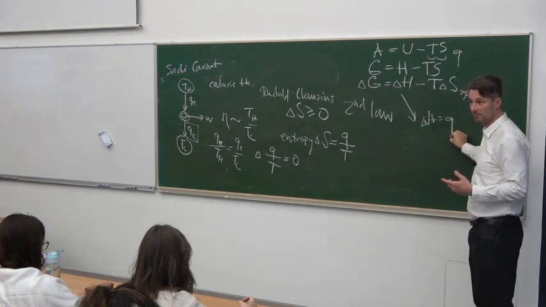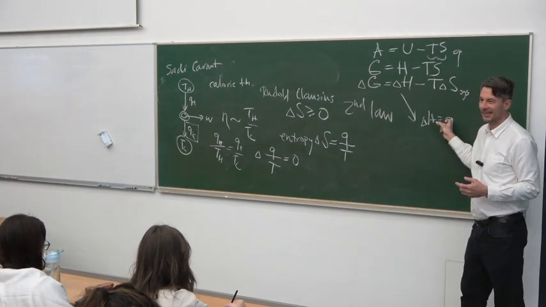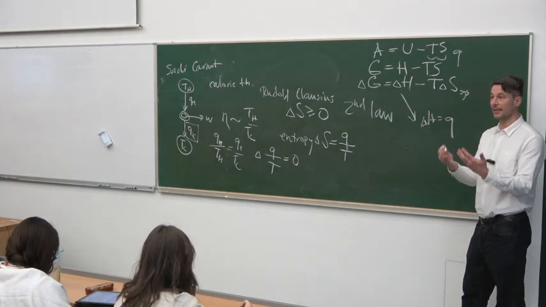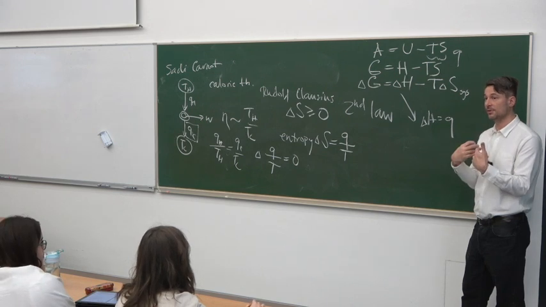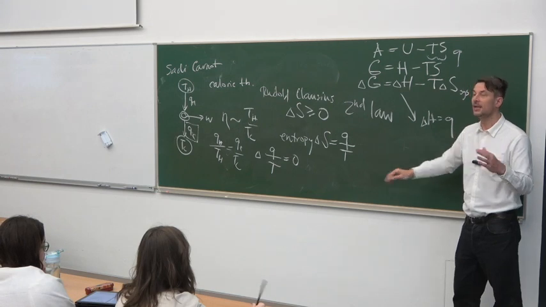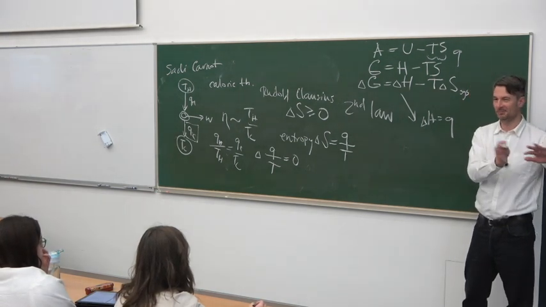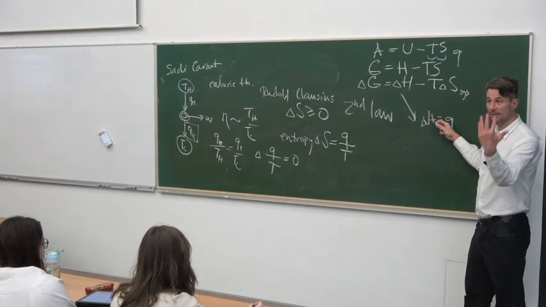We saw that before, it was here. Delta H, change in enthalpy of a system, is equal to the heat that the system received, that was brought into the system. That was what we said in the beginning, assuming that there's no other work than expansion work, but I'm not going to repeat those things. So delta H is equal to the heat that was received.